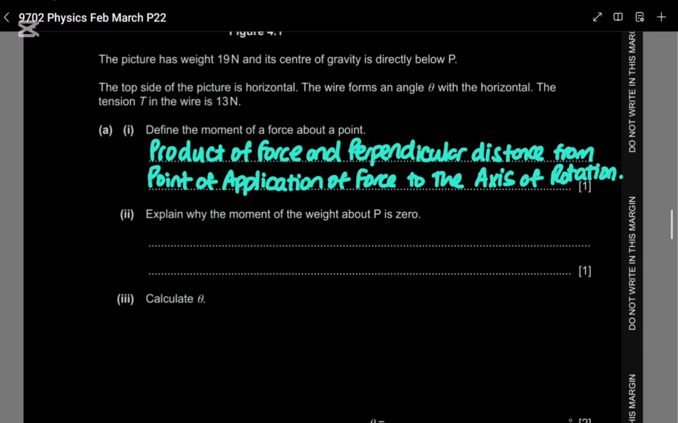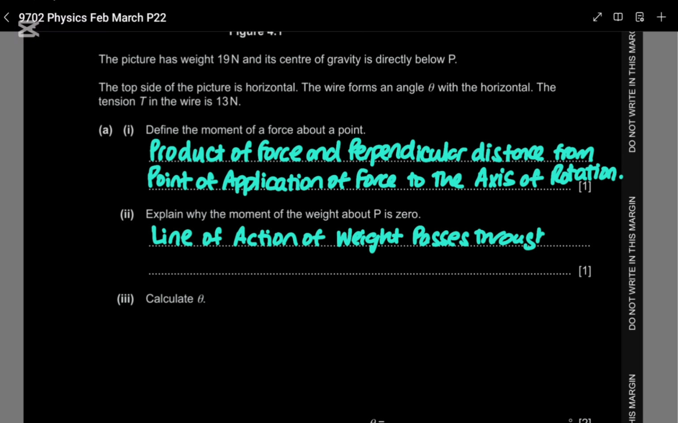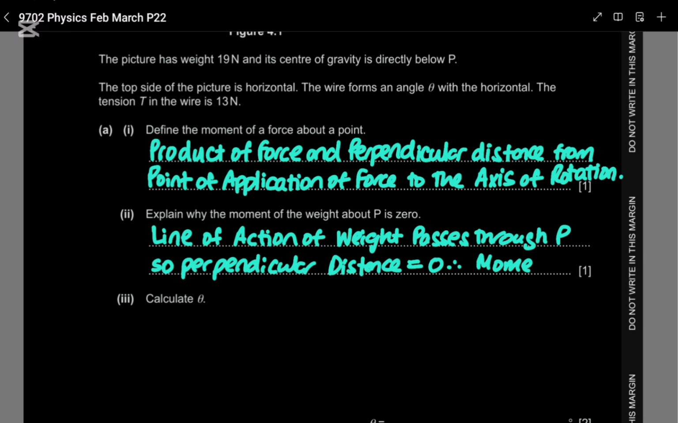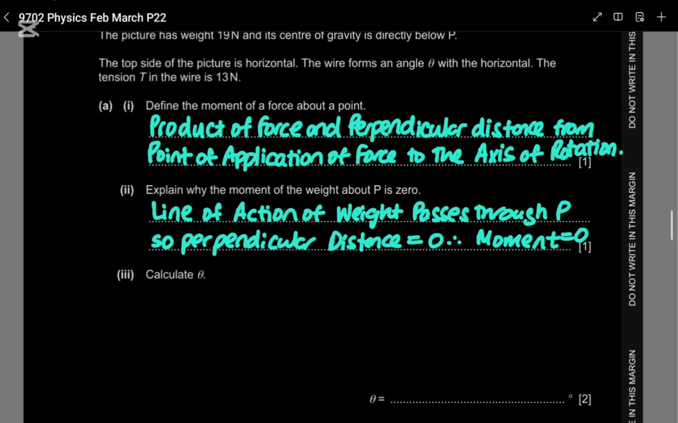So let's write it down. The line of action of the weight passes through P, so the perpendicular distance is equal to 0, therefore the moment is equal to 0. I wrote it in short form because I don't have enough space, so I hope you got the idea.